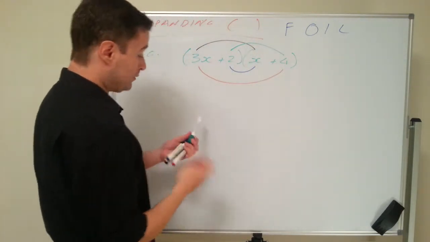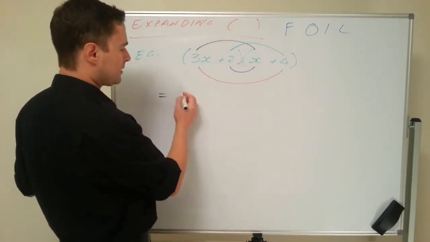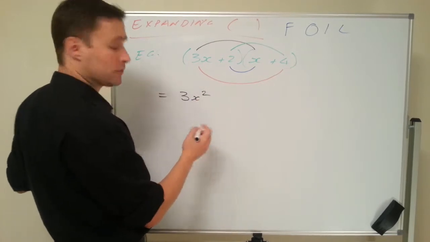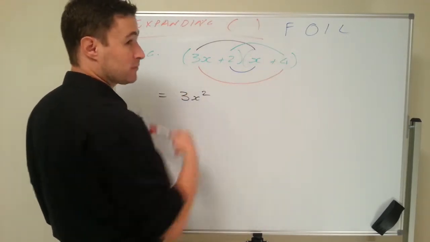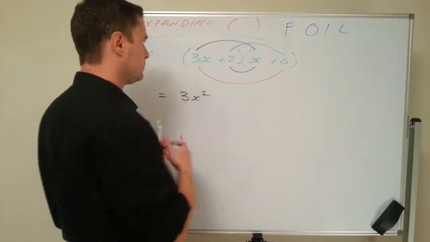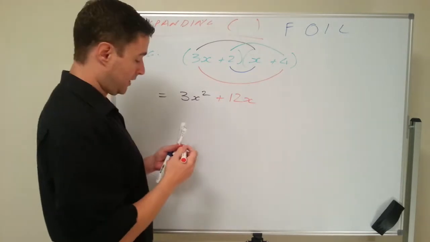Okay. So let's do it. First times first. So 3x times x, 3x squared. Okay. Outer. 3x times 4. 3 times 4 is 12. 12x. Not positive, 12x. Okay?